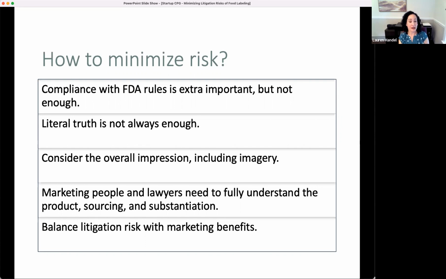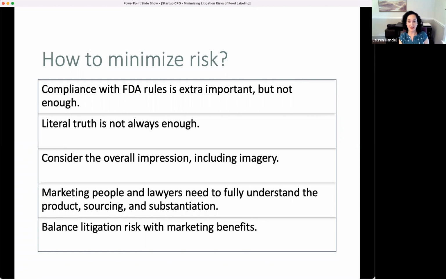The people who are advising you on how you should market your products and what you can put on your labels. So if you are hiring marketing people, if you have lawyers or other regulatory specialists who are reviewing your labels, to be able to adequately advise you, they really need to understand the product well, understand its sourcing, what kind of substantiation you have.